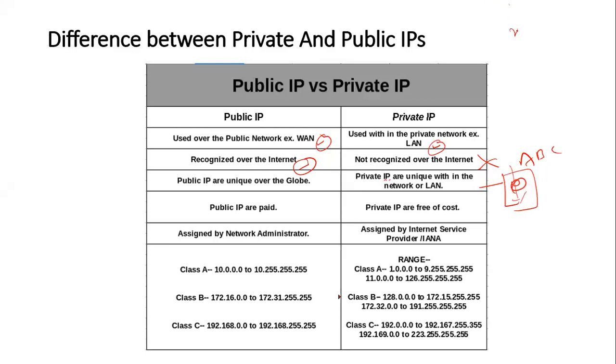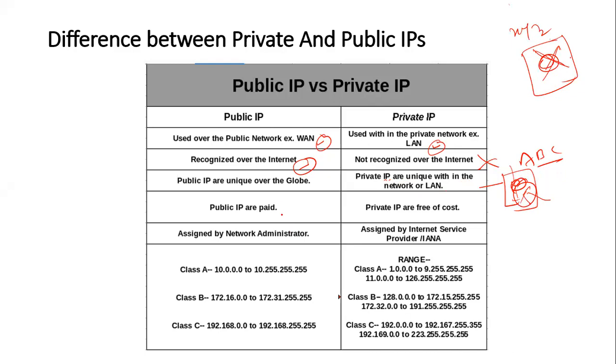So XYZ, what's happening? They also have an organization and are also using private IP addresses. In the ABC company, they have a list of private IP addresses that can't be repeated inside the organization. But the same private IP addresses can be used by another organization. In this organization, the private IP addresses should be unique, that's it. So we can say private IPs are unique within a network or LAN.